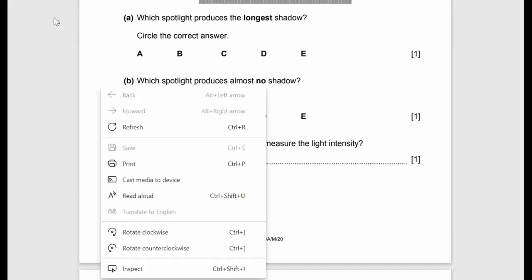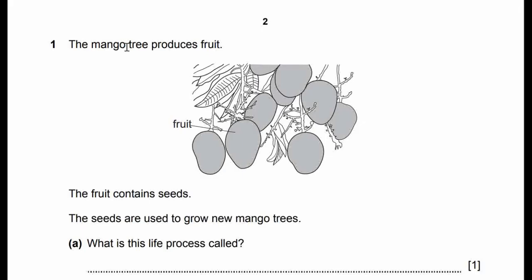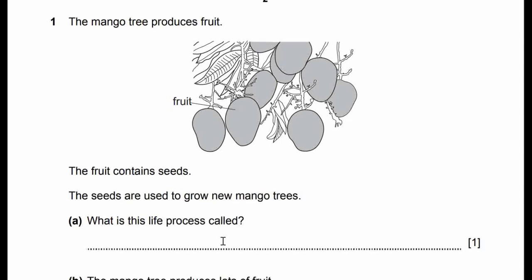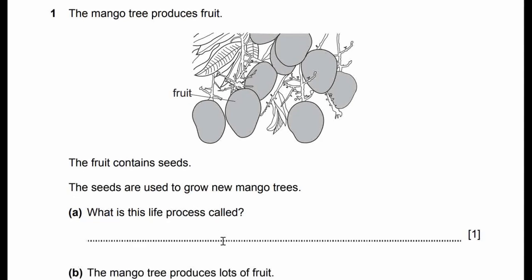Okay, let's get started from number 1. The mango tree produces fruit. The fruit contains seeds. The seeds are used to grow new mango trees. What is this life process called? So this is called reproduction.